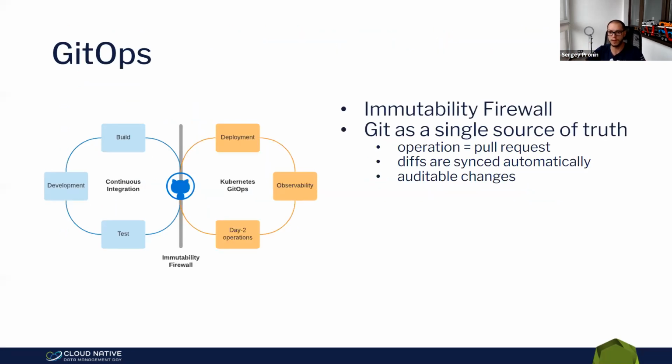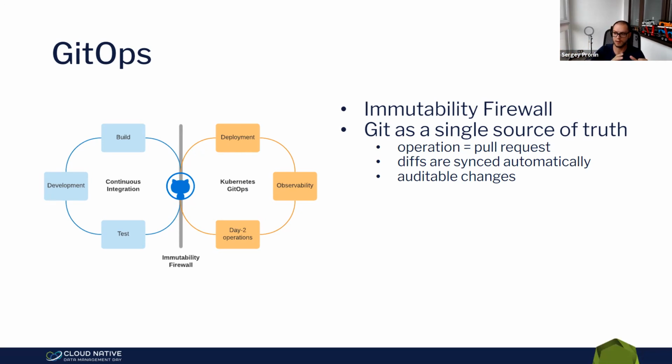So let's talk a bit about GitOps, right? I actually stole this picture from another talk by Weaveworks. They developed this and created this GitOps approach. And what I really like about this picture is this immutability firewall concept, right? And this is really correct.